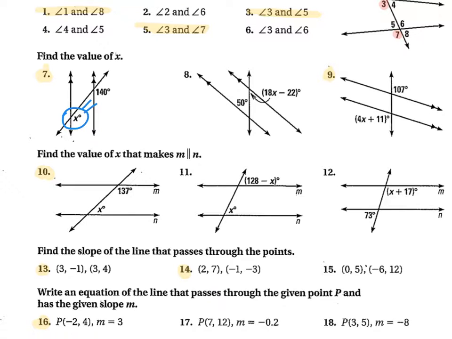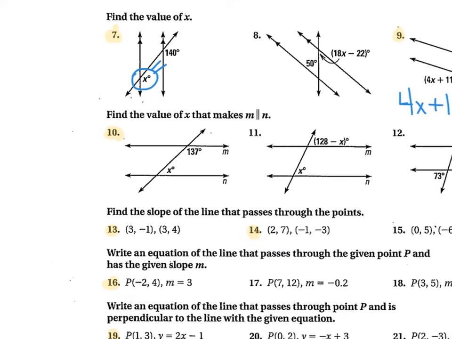In number 9, these are alternate exterior, one on each side of the transversal. So they're equal to each other. So if you're going to set them up, it should be 4x plus 11 equals 107. And then you solve for x. So that's numbers 9 and 7.